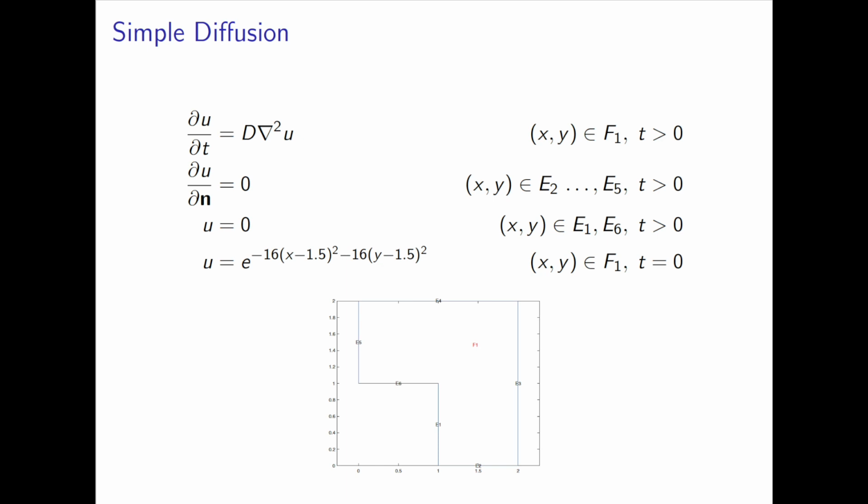Pieces E1 and E6 are the reentrant edges of the boundary, and solute concentration is held to zero here. This is modeled with Dirichlet conditions. An initial Gaussian profile is provided for the initial concentration.